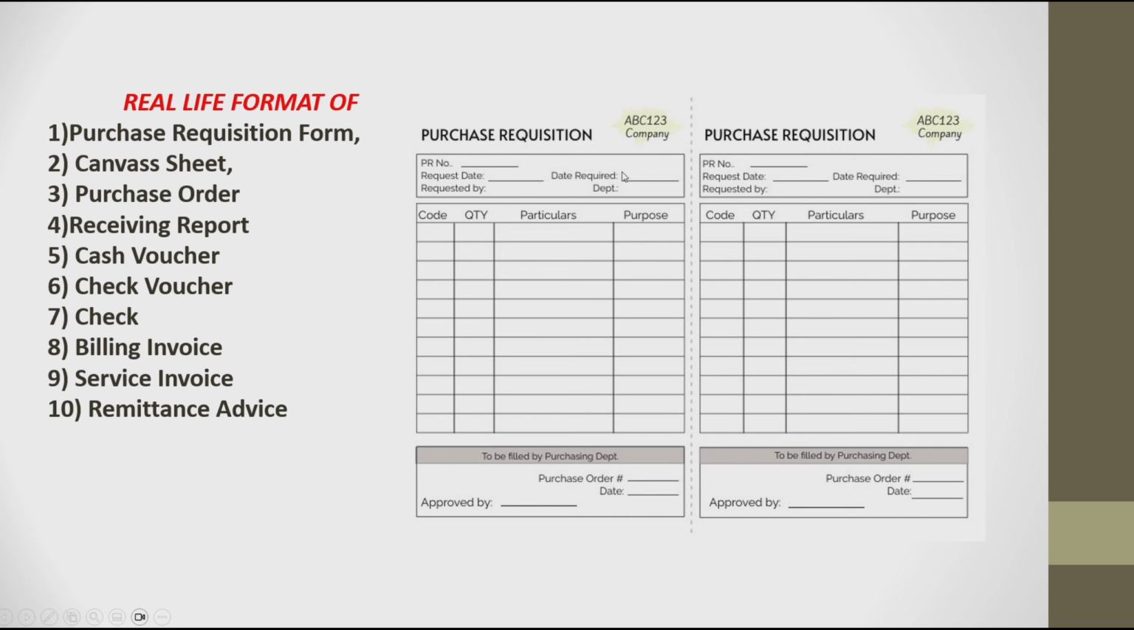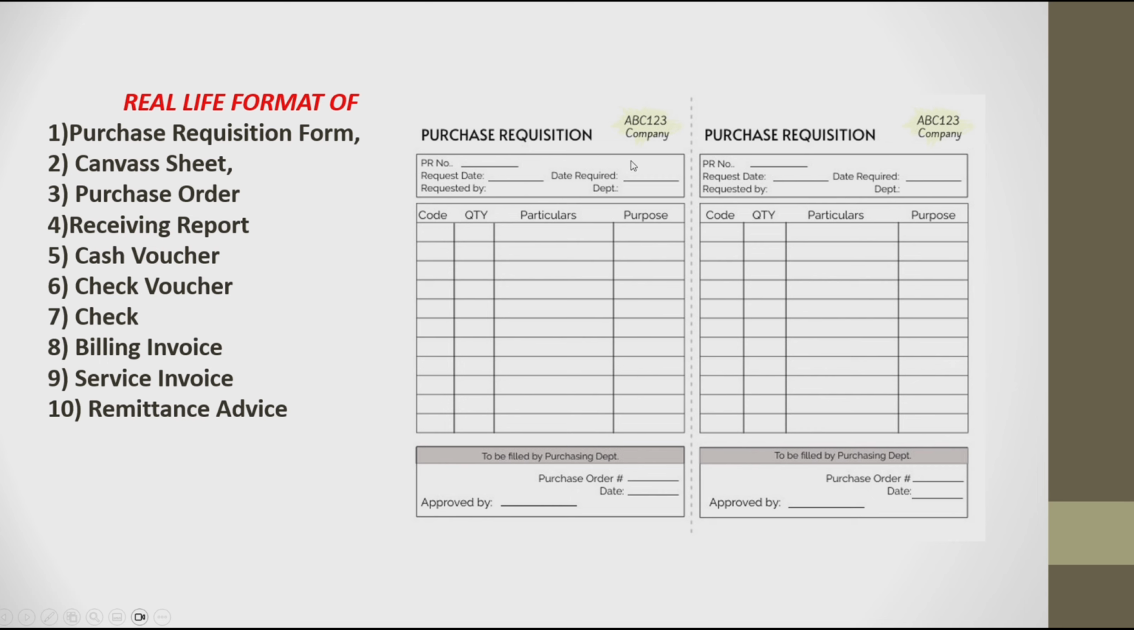For example, if we request bond paper, you should put the date required, and then the department, the code, the quantity, the particulars, and the purpose, if ever. Normally the purpose has a bigger space. Particulars and purpose, you can use these two columns if ever. I am choosing the simple, straightforward forms. There are forms in other companies that put in other details aside from these things. Okay, so that's the purchase requisition form.